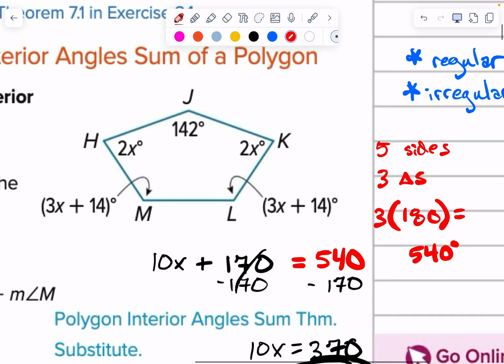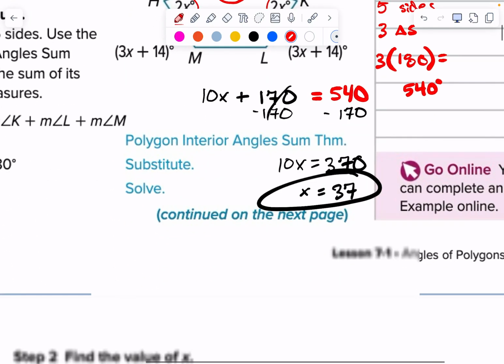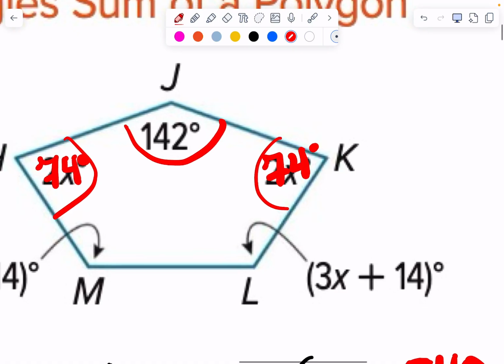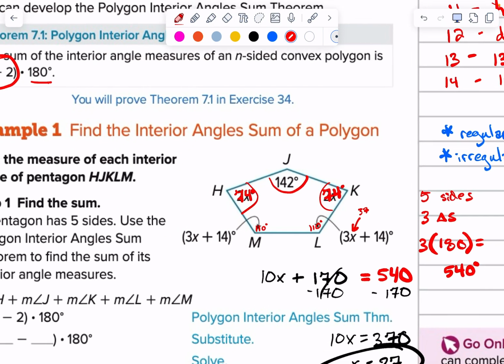I know that the top angle is 142. That's given. If these two are 2x and x is 37, then that angle is 37 times 2, which is 74 degrees, and so is the other: 74 degrees, 74 degrees. If I plug 37 in here, what's 3 times 37 plus 14? 110 degrees, 110 degrees. There they are. And all 5 of them should add up to 540. Awesome.